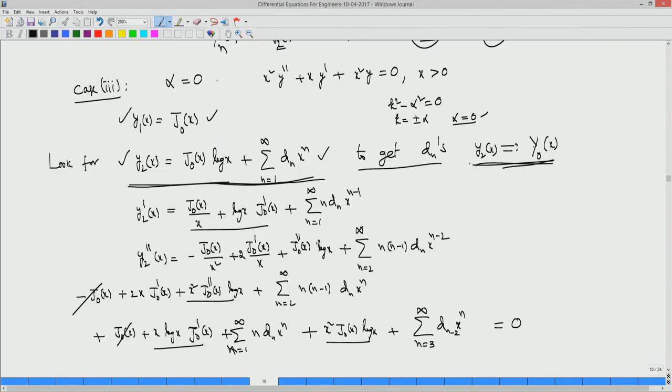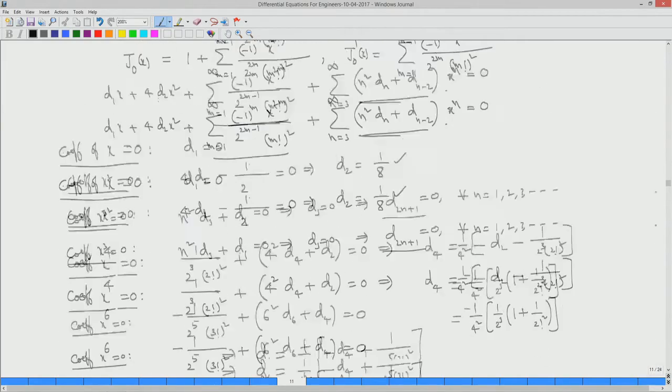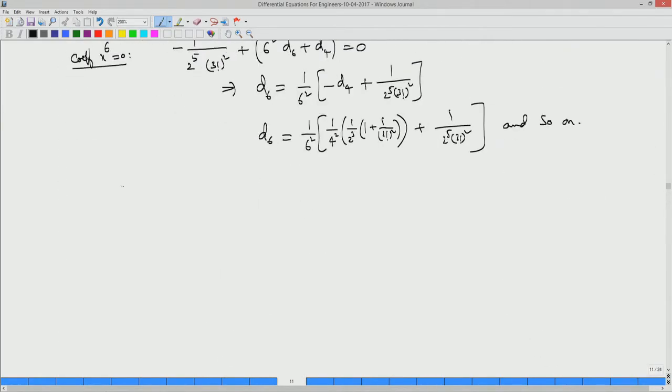So this is how you get y1 and y2, where you simply applied the Frobenius method to find the general solution. So the general solution of the Bessel equation in this case, which corresponds to alpha equal to 0, is y of x equals c1 y1 of x plus c2 y2 of x.